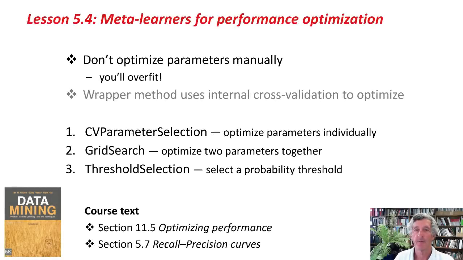Okay, that's it. So the moral is, don't optimize parameters manually. If you do, you'll overfit because you'll use the whole data set in cross-validation, and that's cheating. We're going to use wrapper methods using internal cross-validation, and we've looked at CV parameter selection, grid search, and threshold selection. So now it's time for you to do the activity, and we'll see you in lesson 5.5.